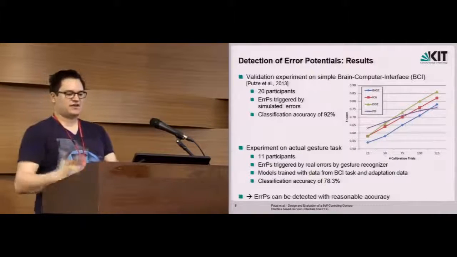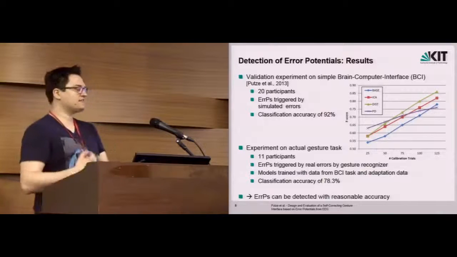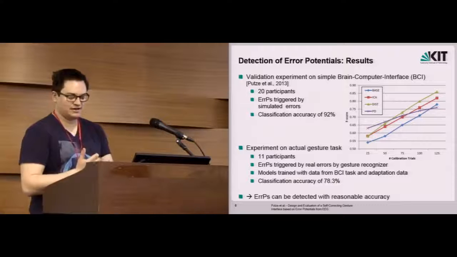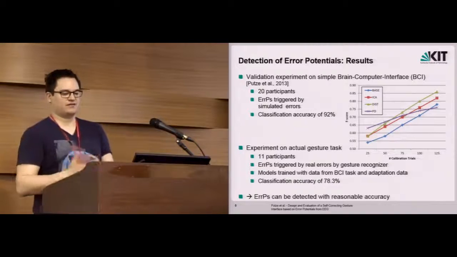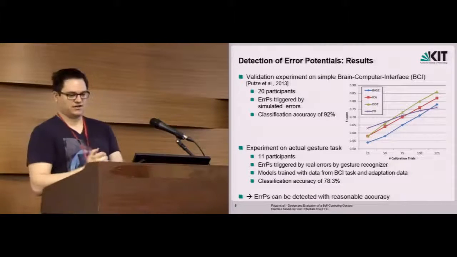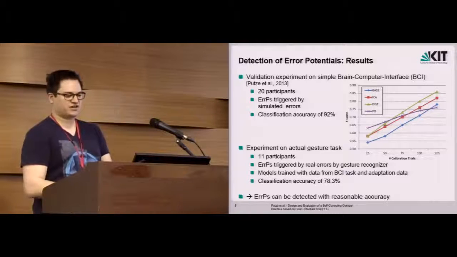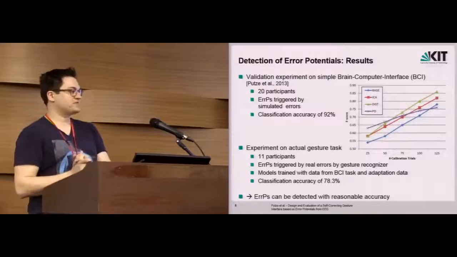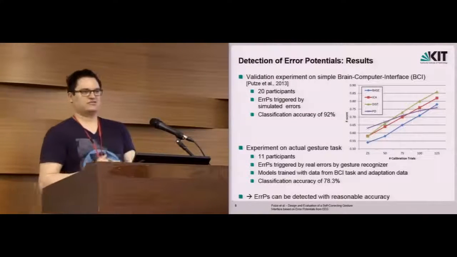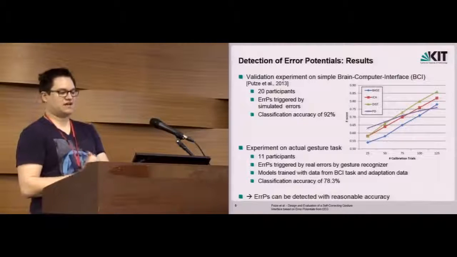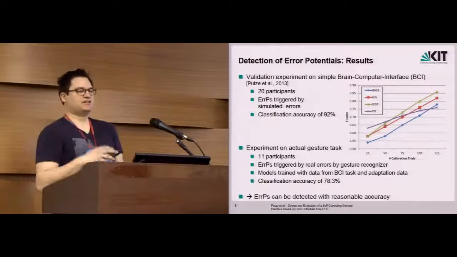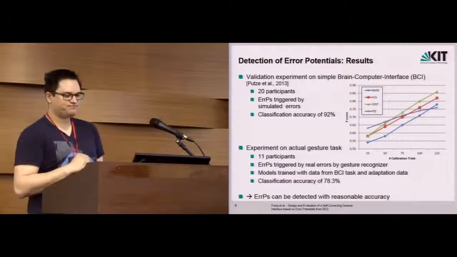To evaluate this error potential detection, we collected 2 data sets. The first one was collected in a validation experiment in which persons operated a brain-computer interface, so not yet the actual GestureRecognizer. For this experiment, we had 20 participants. Here, error potentials were triggered by simulated errors, which were artificially induced in the task. And for this setup, we achieved a classification accuracy to detect error potentials of more than 90%.